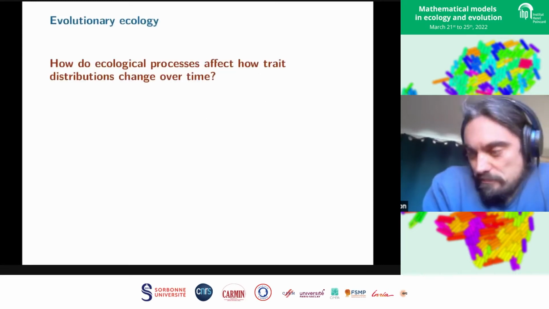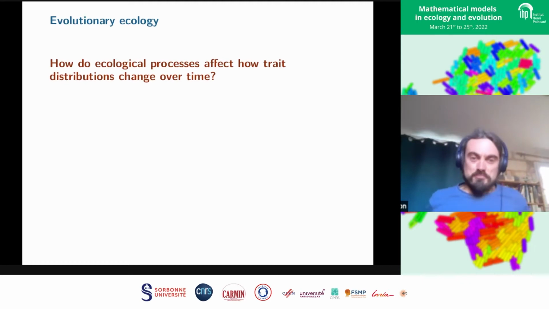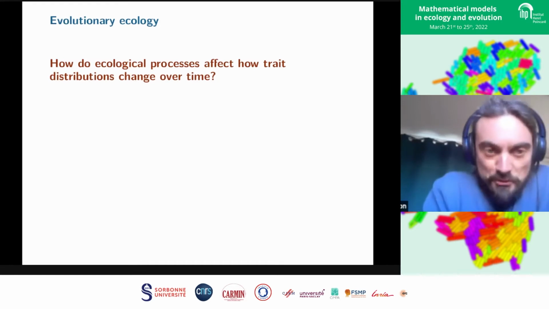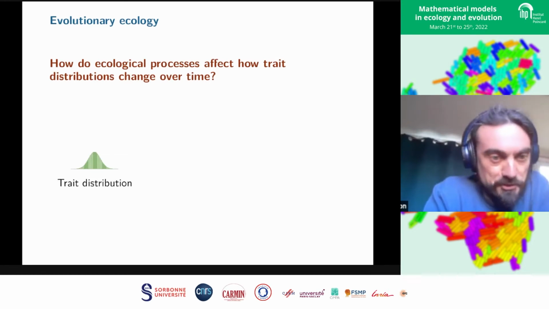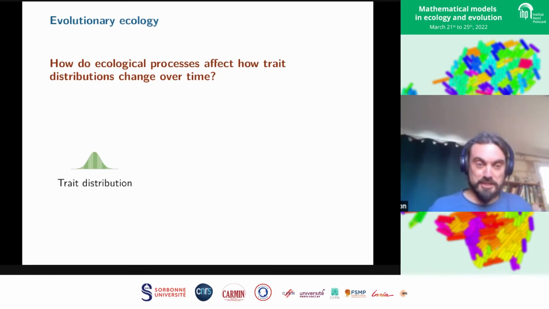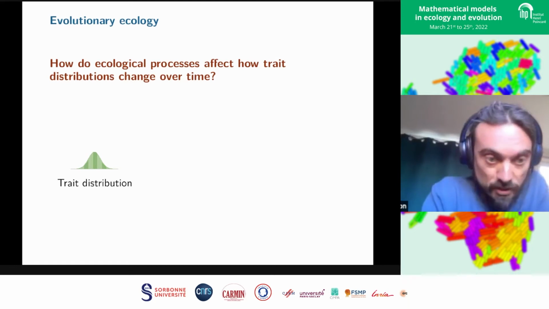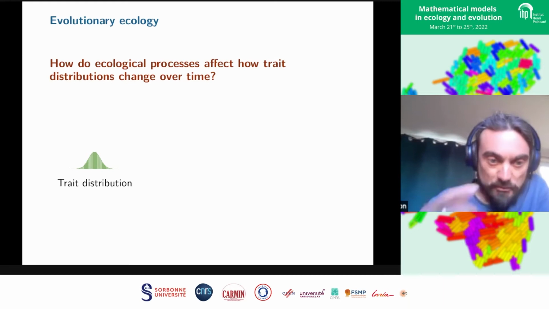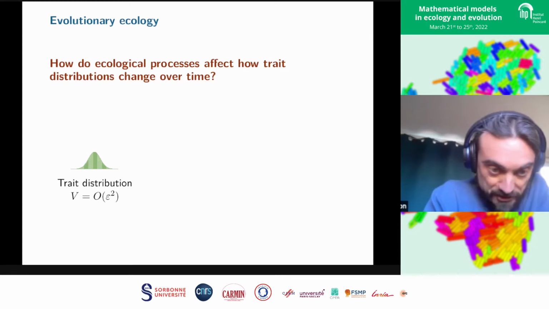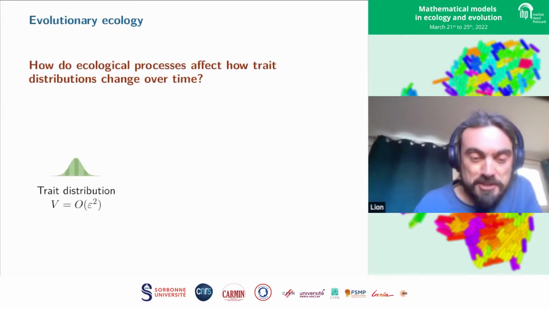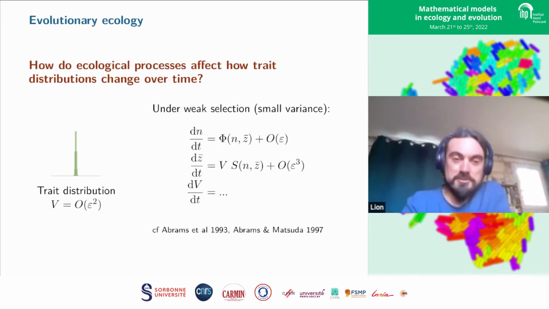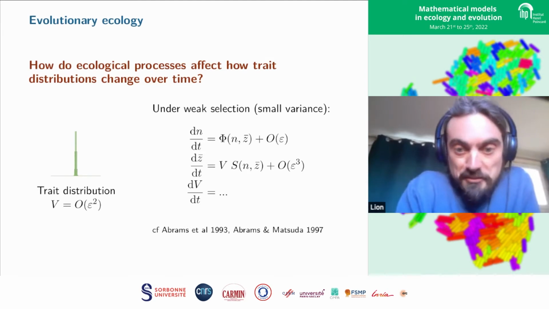A basic question in evolutionary ecology is how do ecological processes affect how trait distributions change over time? One way to handle that, in quantitative genetics for instance, is to assume that you have a normal trait distribution. You can do a lot of things if you assume that the distribution is and stays normal over the course of the dynamics. There's another approach that assumes the variance is scaled by a parameter epsilon, and you make this epsilon small, then the distribution becomes narrow and clustered around the mean of the population.